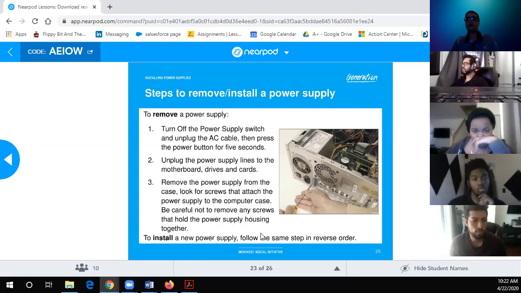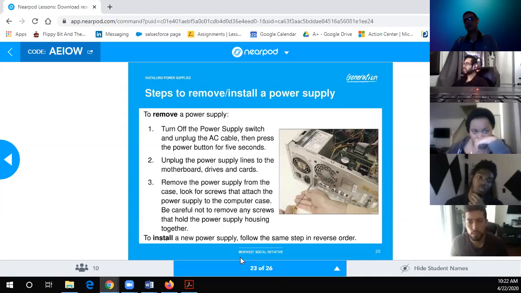To install the new power supply, just do it in inverse. Put in the power supply itself, put the screws back in, plug in all the lines that go towards the motherboard, put your case back on, and then cables, and just power on the unit.